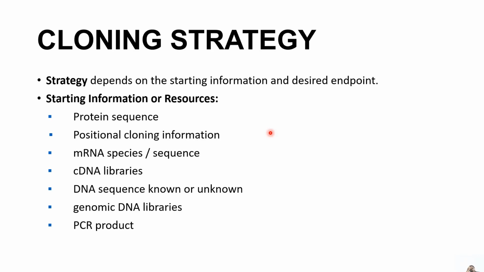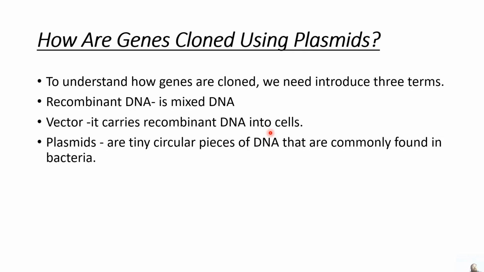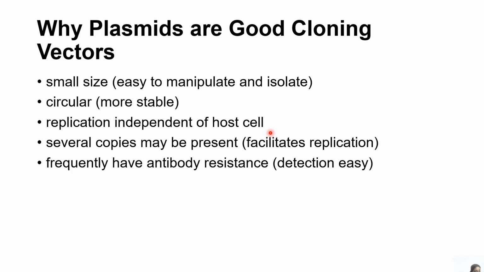What is the cloning strategy? Strategy depends on the starting information and the desired endpoint. Now, how are genes cloned using plasmids? To understand how genes are cloned, we introduce three terms: recombinant DNA, vector, and plasmids. Okay, we've talked about all of these. So, why are plasmids good cloning vectors? Because of small size, circularity, replication independent of the host cell, several copies may be present, and they frequently have antibiotic resistance.